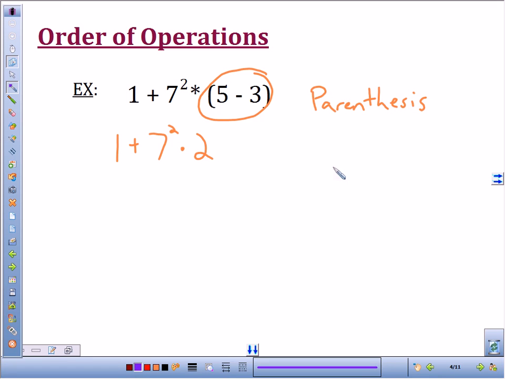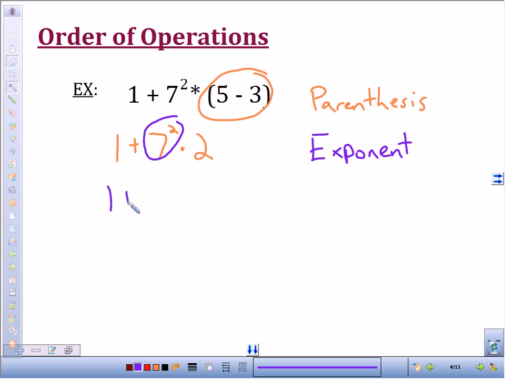Now, according to PEMDAS, the next thing we would want to do would be exponents. So that's our next step. We have one term with an exponent, and that is 7 squared. Well, 7 squared is 49. So 1 plus 49 times 2. Again, nothing else changed, just the exponent.